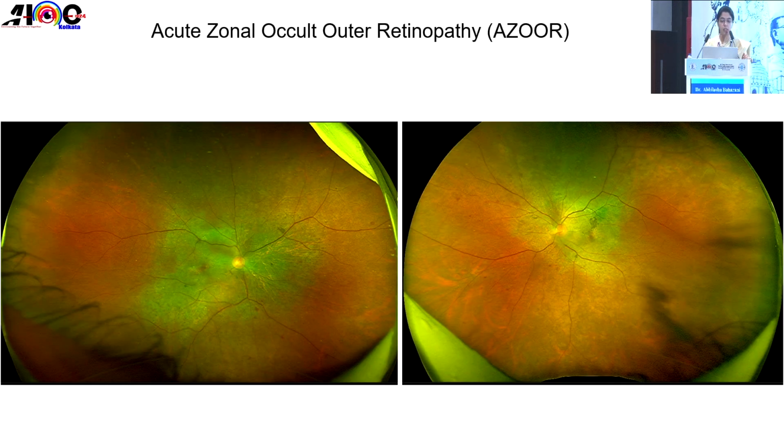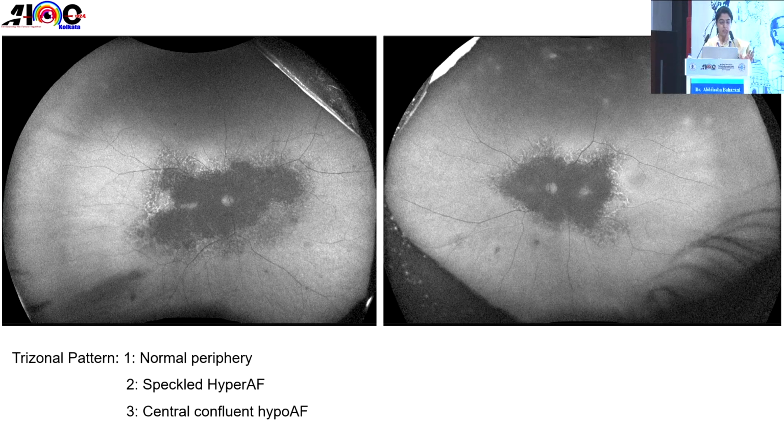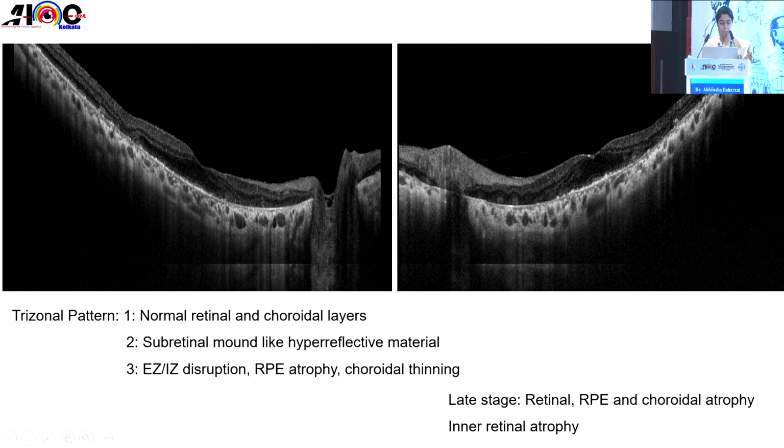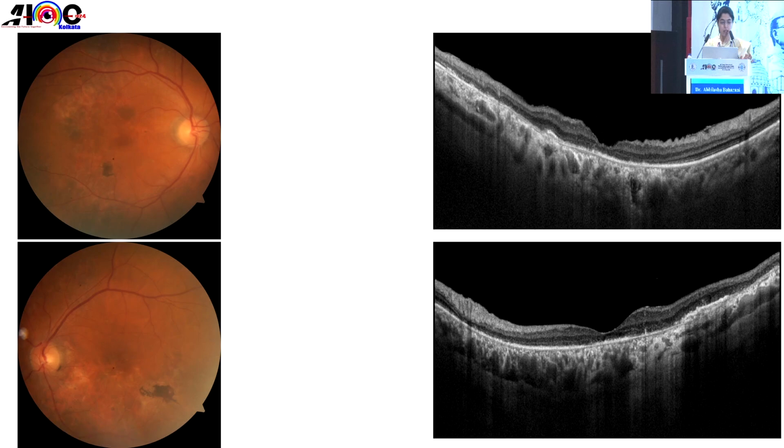Coming to acute zonal occult outer retinopathy, or AZOOR, here patients present with blurred vision. The onset is slow. There are zones of RPE atrophy. So we see a typical trizonal pattern. There is a normal periphery, a demarcation line which shows speckled hyperautofluorescence, and central confluent hypoautofluorescence. Again, the same features are seen on OCT. So this is also a diagnosis of exclusion.